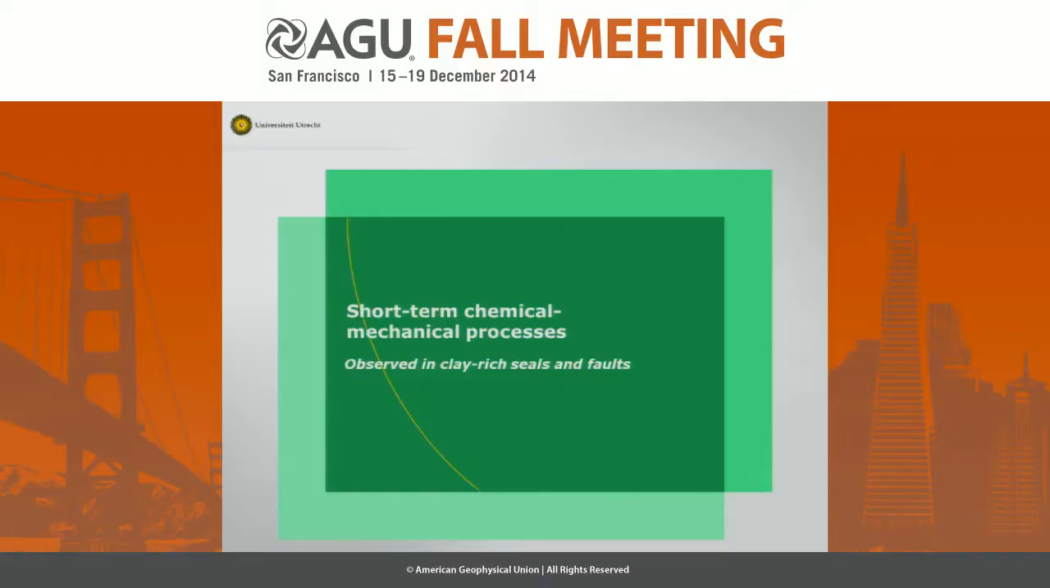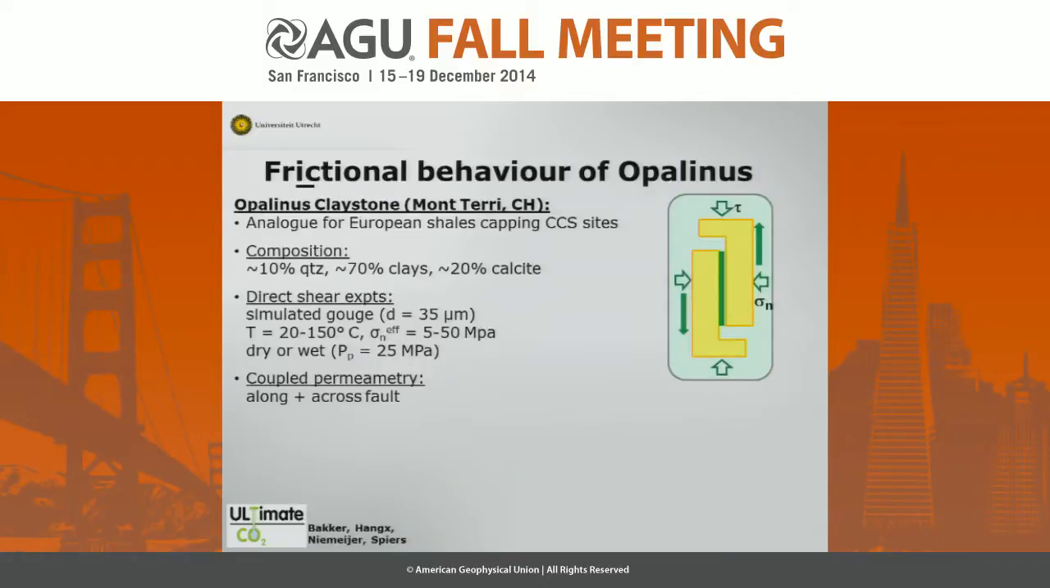So now I'll show some of the short-term results that we've obtained in the lab. So this is work done by Elisenda Bakker, and she's been looking at the opalinus claystone, which was obtained from the Mont Terri site in Switzerland. We consider this rock to be an analog for quite a number of caprocks present in Europe, which may potentially cap CCS sites. The composition consists roughly of about 10% quartz, 70% clays, and about 20% carbonate in the form of calcite.